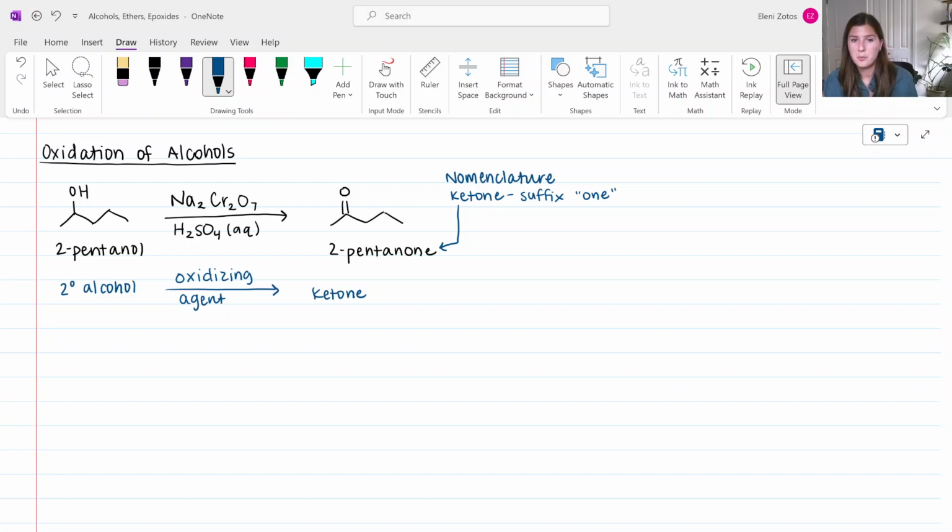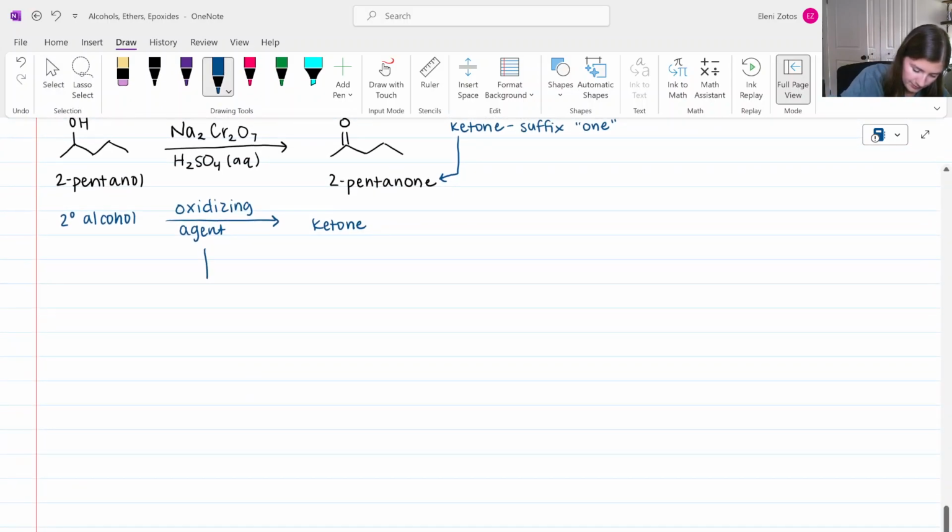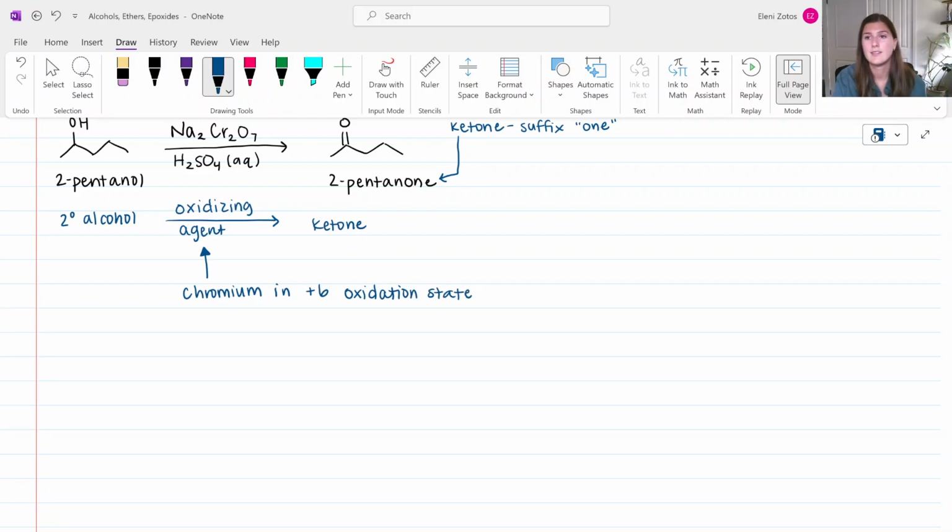So there are a number of different oxidizing agents. Let's write this down here. They're all in this list: chromium in a +6 oxidation state. Metals can have really high oxidation states. So we have 3 examples.